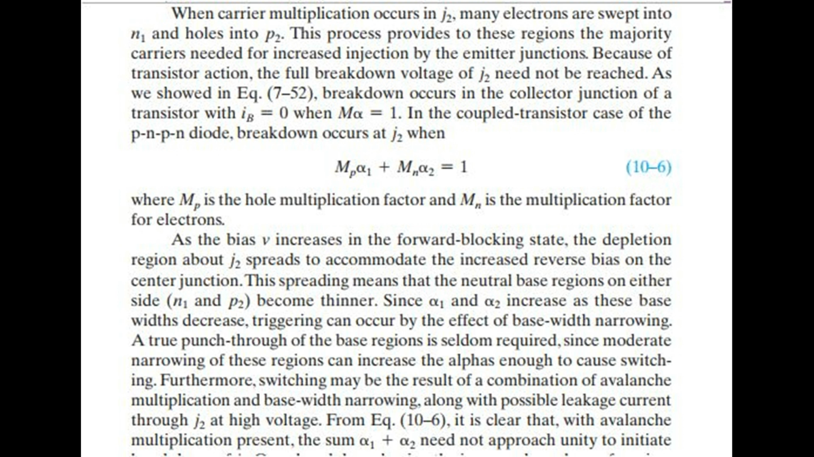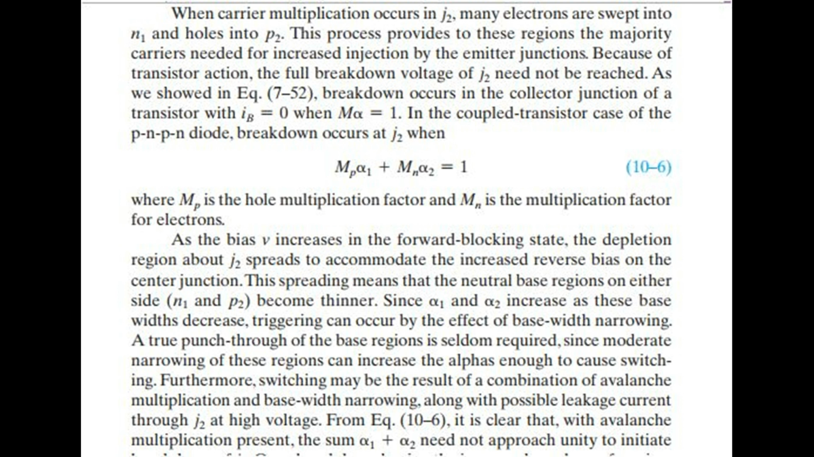As the bias V increases in the forward blocking state, the depletion region about J2 spreads to accommodate the increased reverse bias on the center junction. This spreading means that the neutral base regions on either side, N1 and P2, become thinner. Since C1 and C2 increase as these base widths decrease, triggering can occur by the effect of base width narrowing.